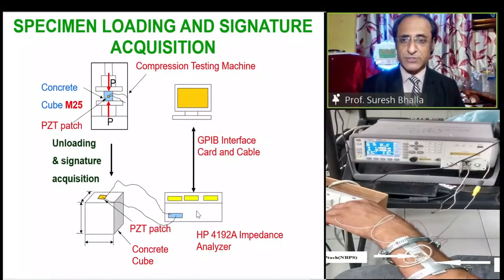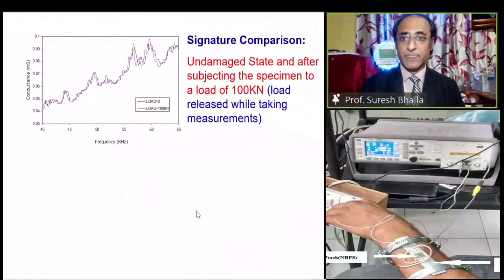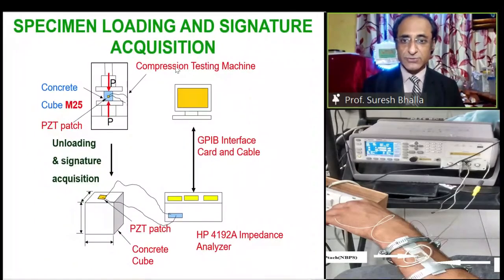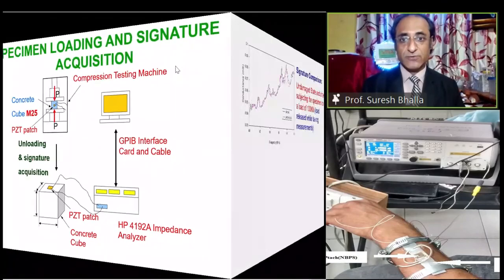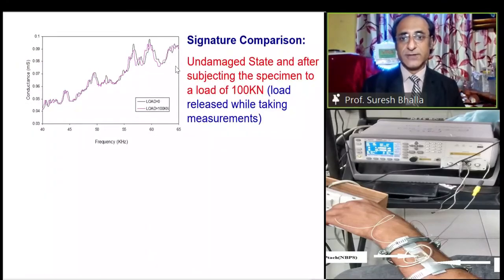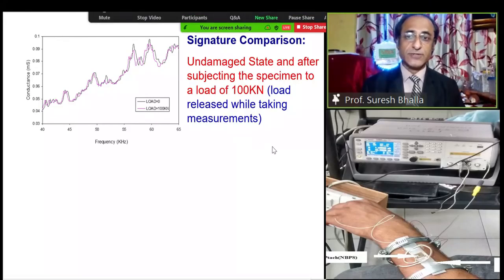I am showing some results from concrete, because concrete has characteristics like bones. It is also calcium based, calcium silicate hydrate. Here we show the signatures from two measurements: the baseline measurement, black in color, and the other, pink. This is after subjecting the concrete cube, which I showed in the previous slide, to just 100 kilonewtons of load, which gives a small stress and induces micro cracks.